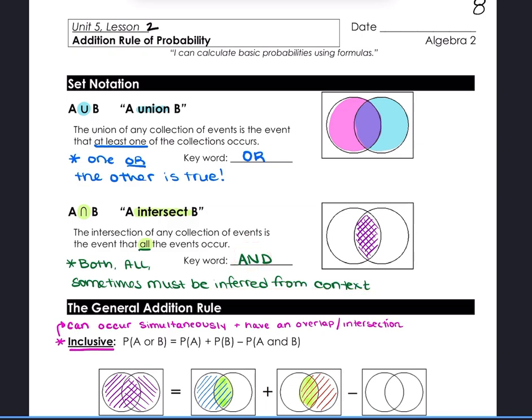Sometimes that keyword "and" will have to be inferred from the context, and we saw that on Friday in class. It won't always say "and." It might refer to both things, or they're just giving you multiple requirements that must be met. That is an "and," or an intersection, that you're looking for.